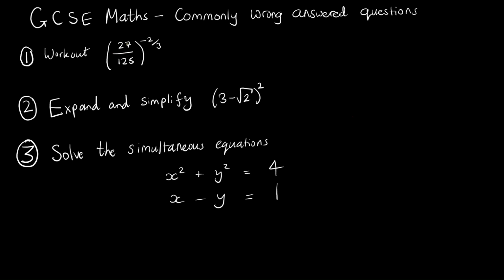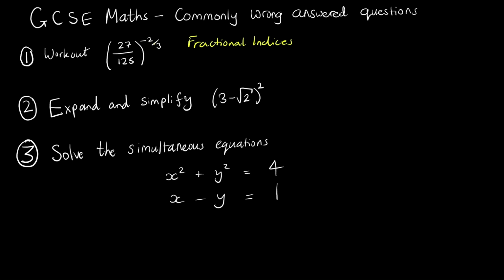So we've got work out 27 over 125 to the minus 2/3. This is on the topic of fractional indices, so you've got to remember what each part means. What does minus 2/3 mean as a power? There are quite a few aspects of that, and we've got a fraction as well. We've got to think about what numbers we've got there.